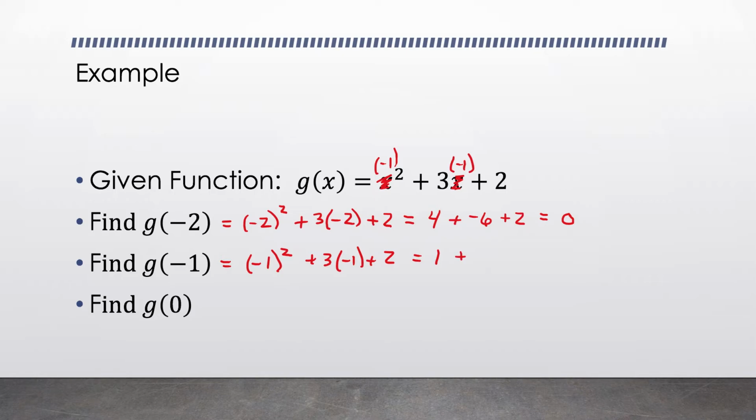Then we'll do our multiplication. So 3 times negative 1 is negative 3. And then finally we'll do our addition and subtraction. So 1 plus negative 3 plus 2 is also equal to 0.